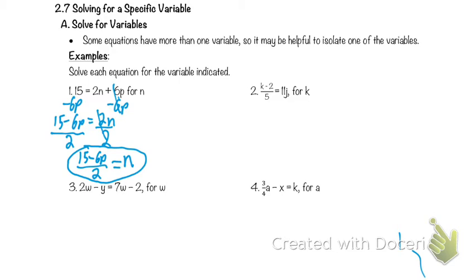Let's look at number 2. K minus 2 over 5 is equal to 11j. And what variable are we solving for here? K. Yep, solving for K. So K is being subtracted and divided. Jack, what would you do first here? I agree with you. Let's multiply by 5. Or 5 over 1 if we prefer.